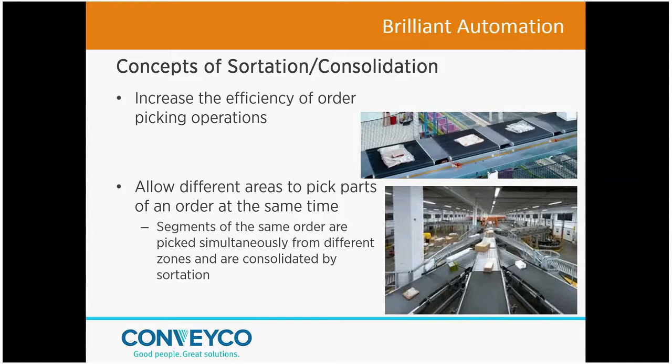It also allows for operations that may have different picking areas to operate independently of each other, so that work can be done in area A, B, and C at their own rates, then brought together by the sortation technology or consolidated into individual orders.